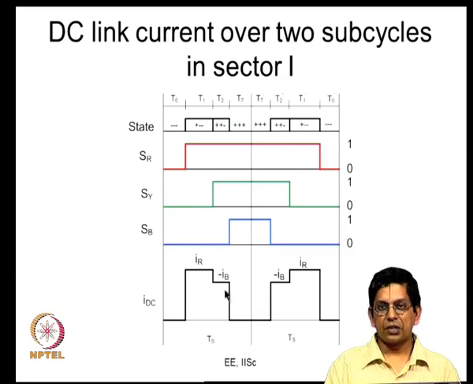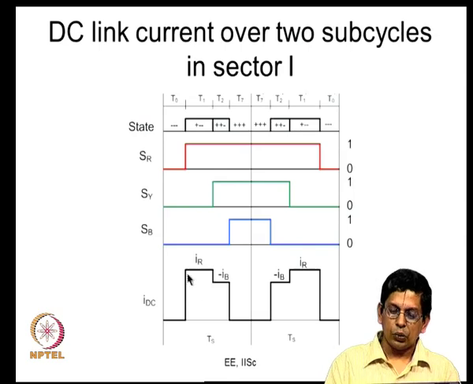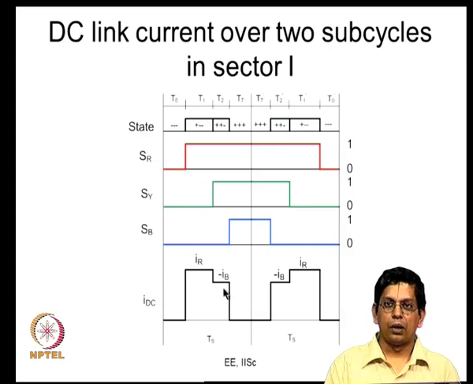So, B phase is now, let us say, closer to the positive peak, then B phase would be 120 degrees ahead of that. So, this is B phase actually negative, so minus IB would be a positive quantity here. So, you have this current flowing through. When the second active state is applied, the amount of DC link current is different, but there is some DC link current.